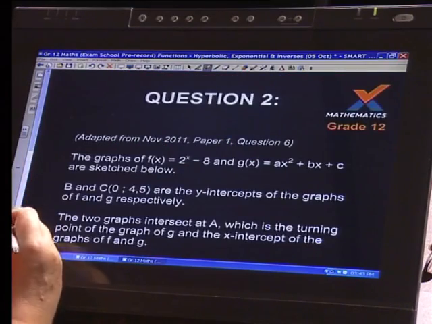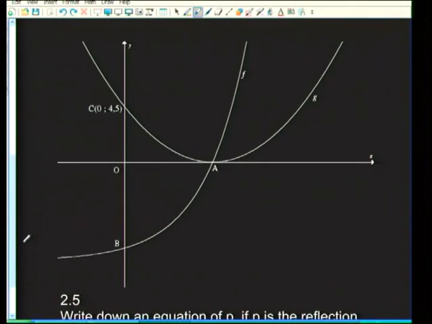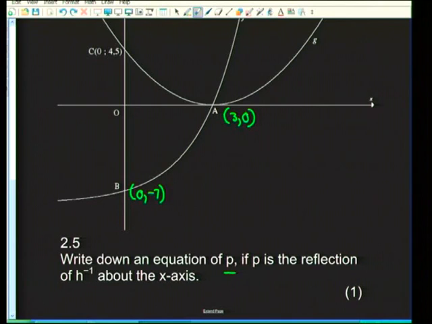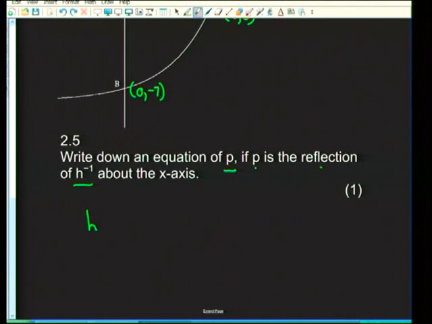Right, let's see what else this question has in store for us. Right, so we've established these points. It was 0, -7. I think that was 3, 0. Okay, now it says, write down the equation of P. P is the reflection of the inverse of H. Well, the inverse of H, remember, was log to the base 4 of x. Or if you like, it was written y equals log to the base 4 of x.